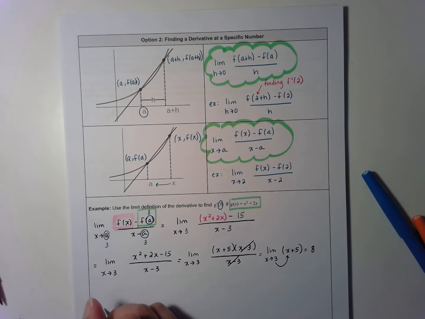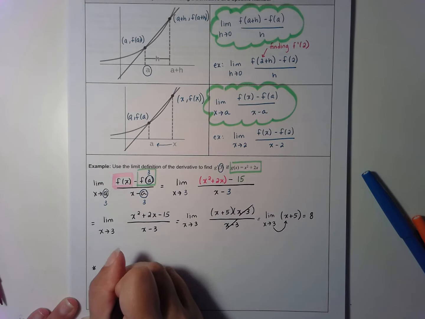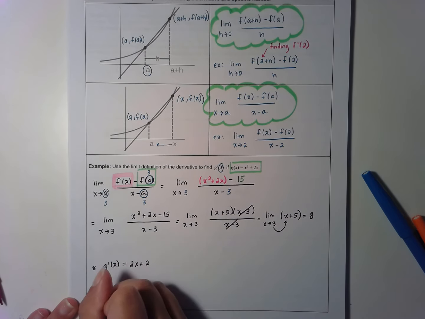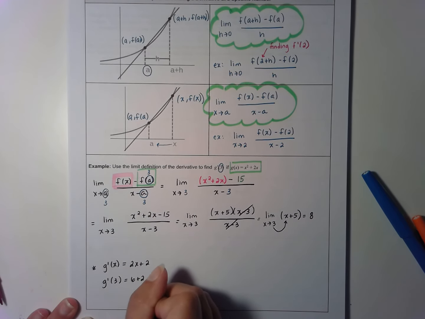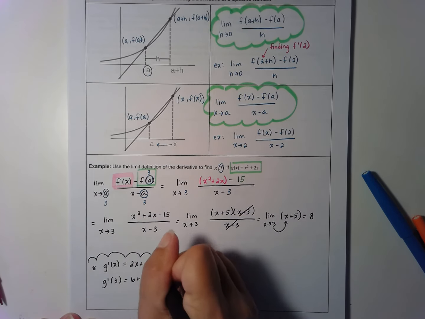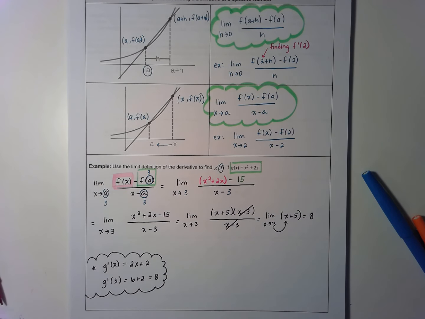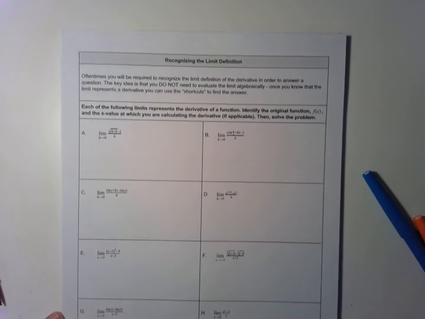Now, if we wanted to try this using the shortcut rules, just to check our answer, we could say the derivative of g of x would be 2x plus 2. And if we plug in the number 3, we would get 6 plus 2, which is 8. So you're still finding the derivative using just a different method. Now you might be wondering, why go through all this work? Why use these limits to find a derivative if we know we have shortcuts? And the answer is we don't ever really find derivatives this way, but we do need to recognize it when we see it.